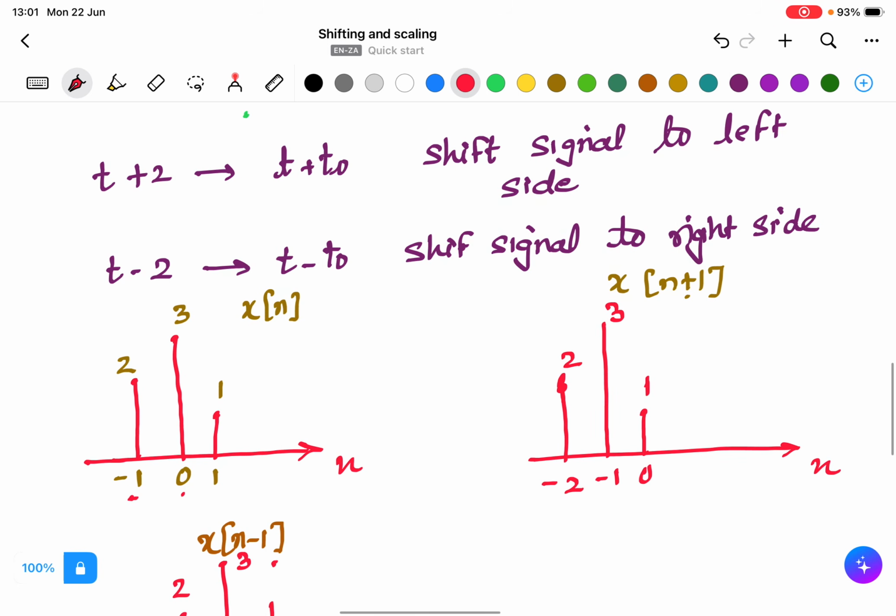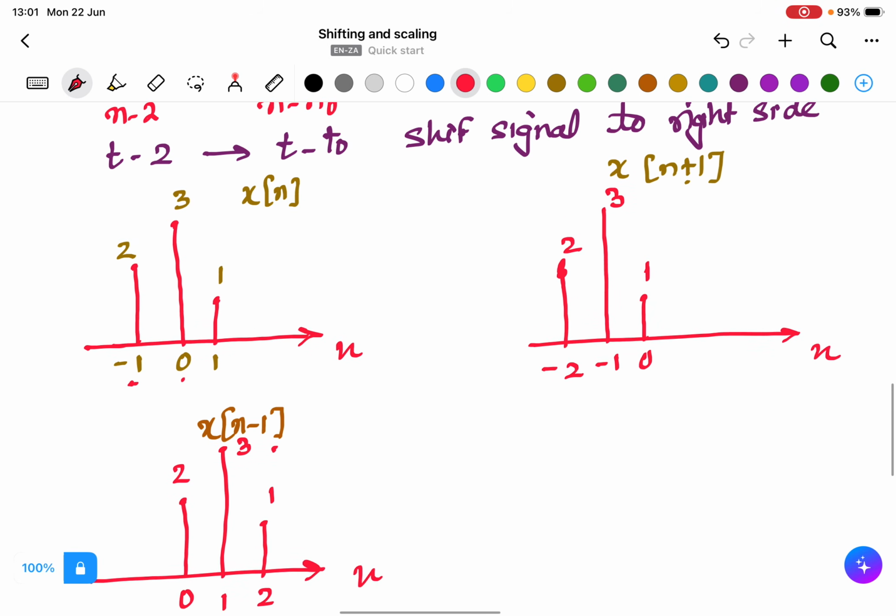We can say here n+2 or n+n0, where n0 is the amount of shift, or n-2, or n-n0. This is true for both types of signals, whether it's a continuous time domain signal or a discrete time domain signal. After this, the next lecture will be based on time scaling. Thank you.